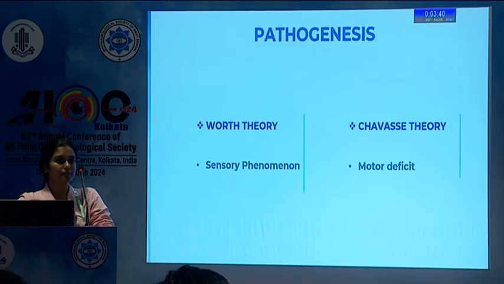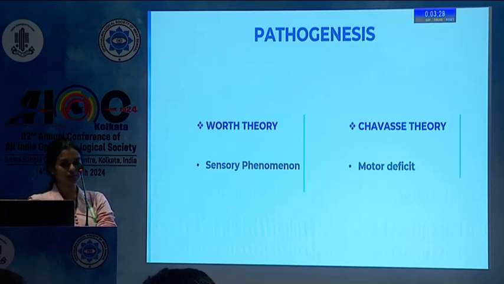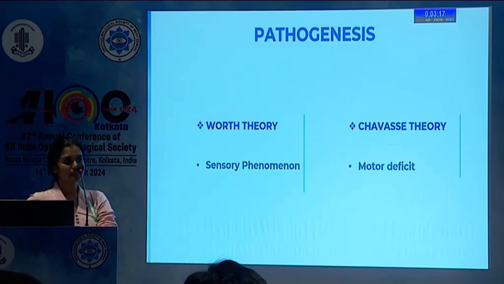As you saw in the previous class on monocular diplopia, where he explained the concept of binocular single vision, it's based on that. So the etiology of infantile esotropia is unknown. It's based on two theories, Worth's theory and Chavasse's theory. Worth's theory is based on a sensory phenomenon, which is an irreversible congenital deficit of visual development. The Chavasse theory is based on a motor deficit, which is associated with poor fusion.